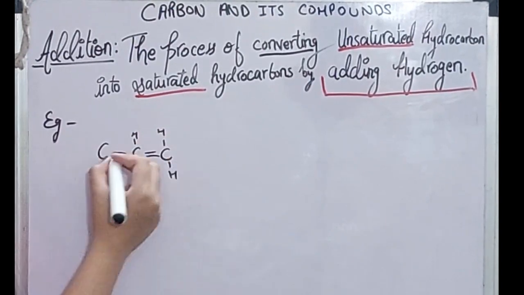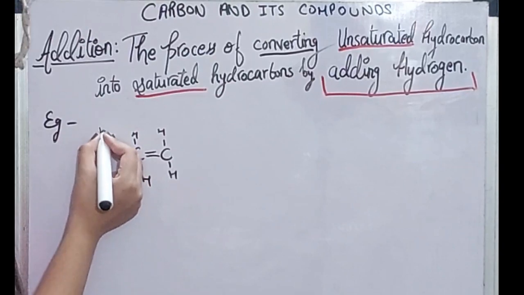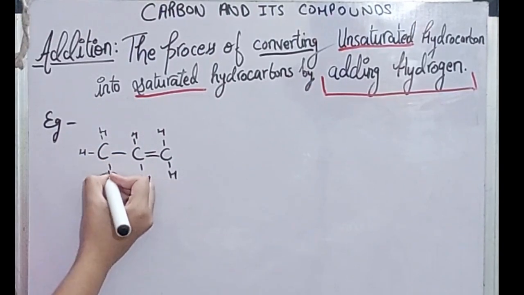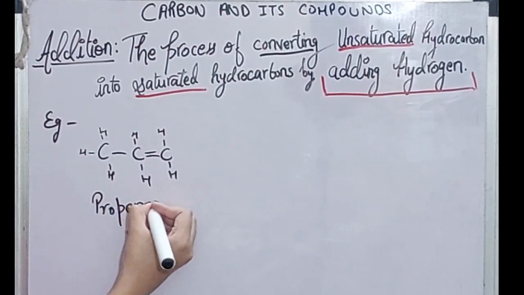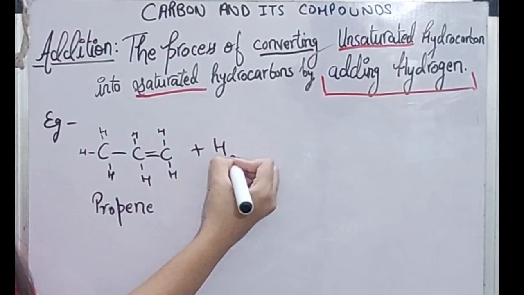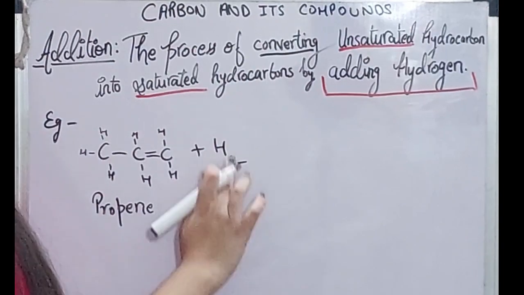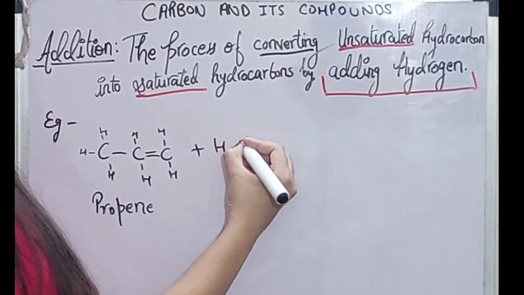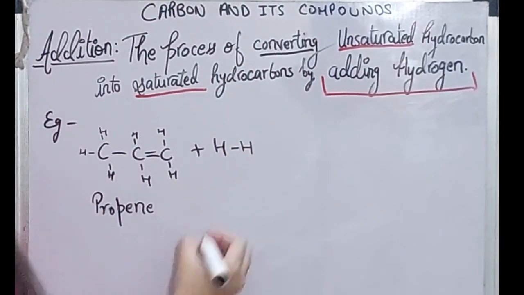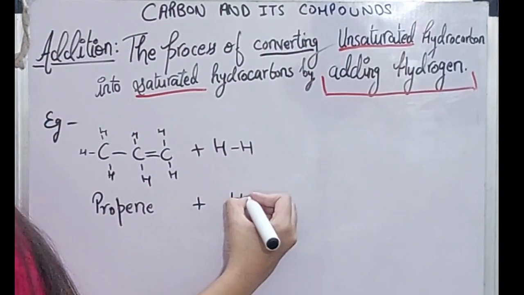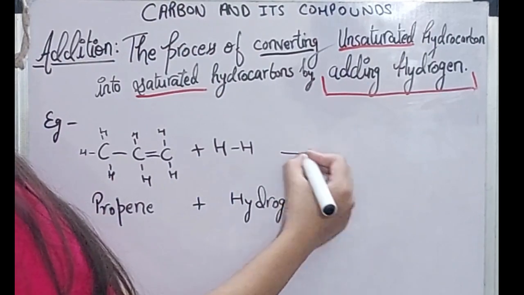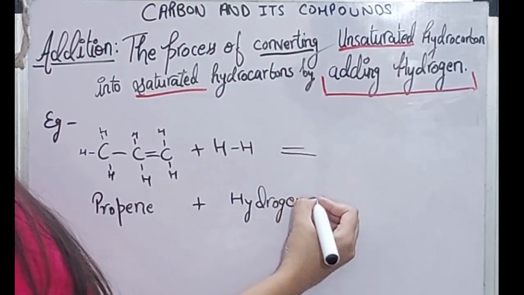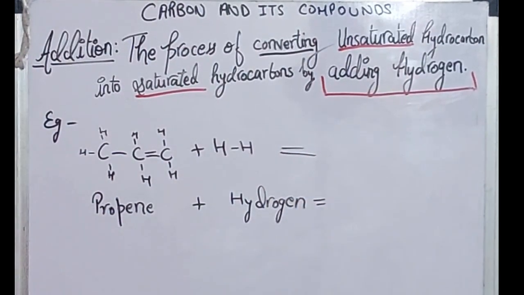One, two, three, four. One, two, three, four. This is propene plus H2. Or I can write it like this: plus hydrogen. What will it give me?